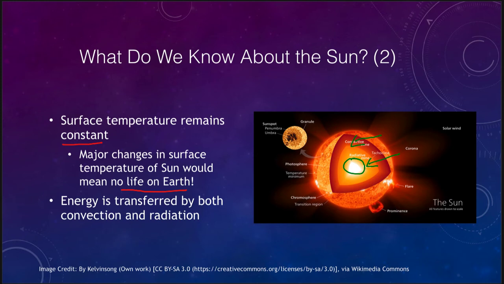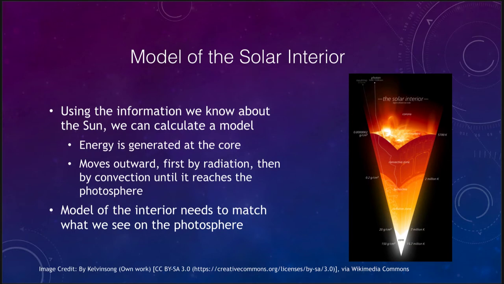The rest of the sun is essentially a transport mechanism to move that energy being produced here out to the exterior of the sun, where it can escape out into space. Now, with what we know, we can then make a model of the interior of the sun. And what we can see is that we can say that the energy is generated at the core.